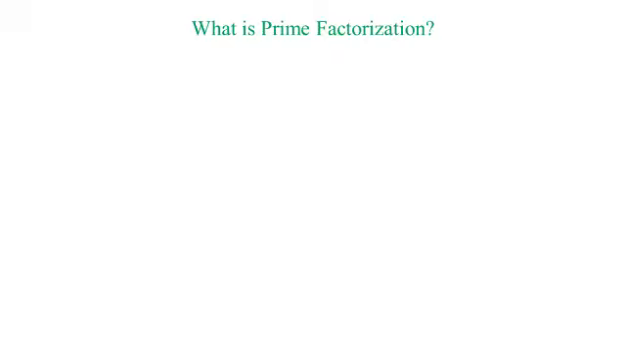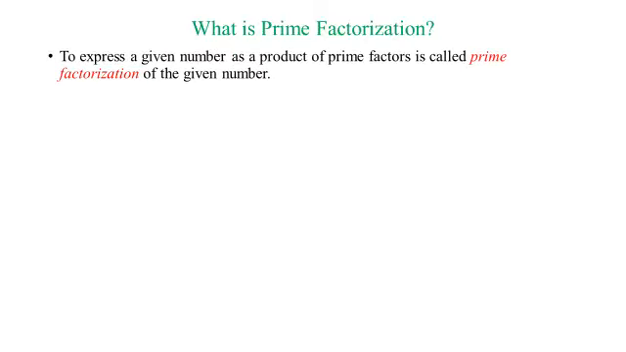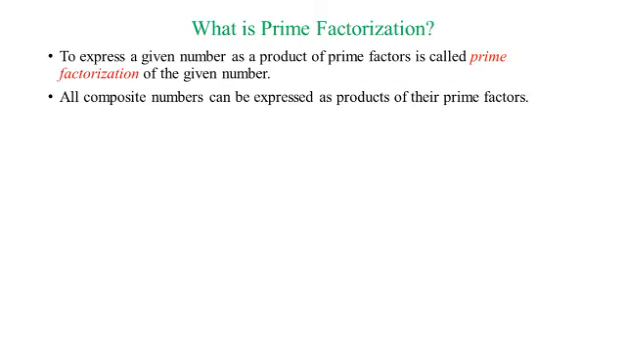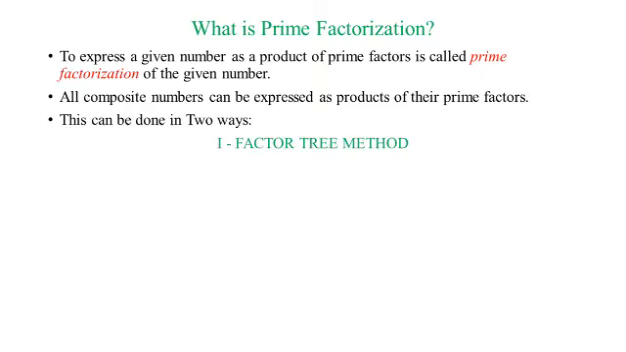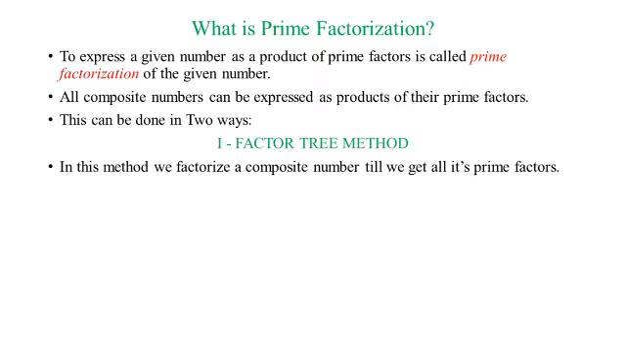What is prime factorization? To express a given number as a product of prime factors is called prime factorization of the given number. All composite numbers can be expressed as a product of their prime factors. There are two different methods to find the prime factorization of a given number. Method 1, factor tree method. In this method, we factorize a composite number till we get all its prime factors.